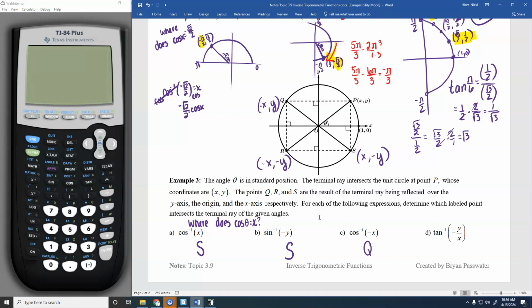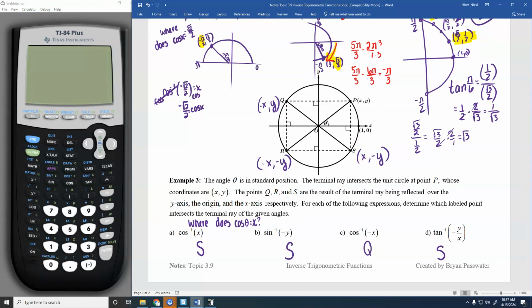All right, what about D? It's going to be S. Could it be Q if we weren't worried about the domain? It could also be Q because that would be negative y over negative x, which would be the same here. But the domain for tangent is the first and fourth quadrant, so we would choose S for that. Okay, does that make sense?